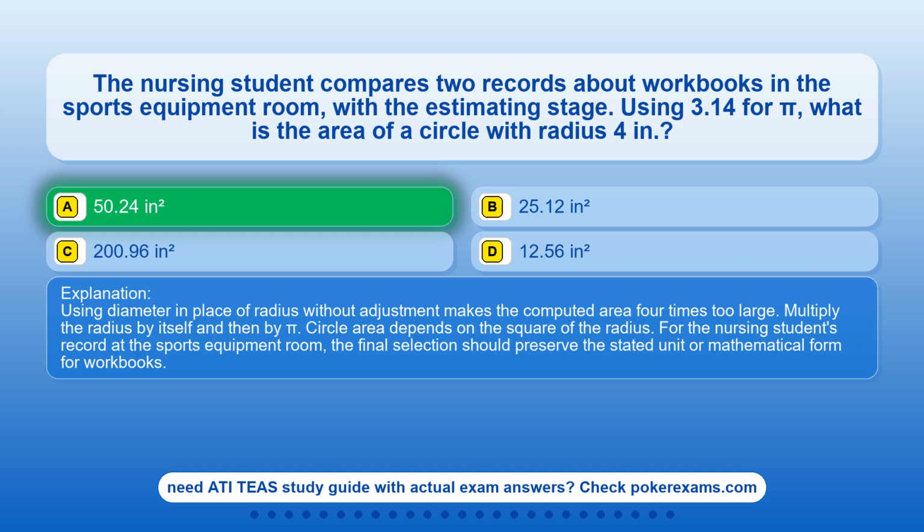Using diameter in place of radius without adjustment makes the computed area 4 times too large. Multiply the radius by itself and then by pi. Circle area depends on the square of the radius. For the nursing student's record at the sports equipment room, the final selection should preserve the stated unit or mathematical form for workbooks.